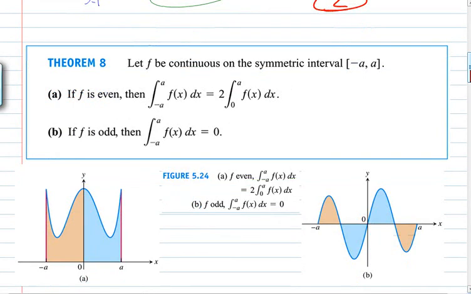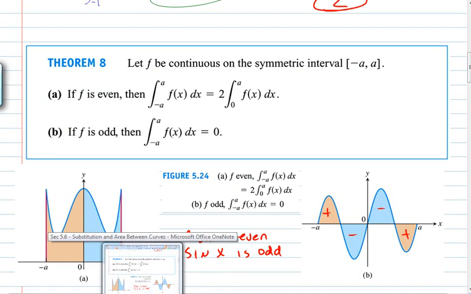How convenient. Here's theorem 8. If your function is even from your integrand, then you can double the area from 0 to a, if it's even from negative a to a. If the function is odd from negative a to a, then the total area, because here we have positive areas, negative, negative, positive, they're going to zero out if the function's odd. So pay attention to even and odd functions. Your trig functions, cosine is even. Sine x is odd. Right? Okay.